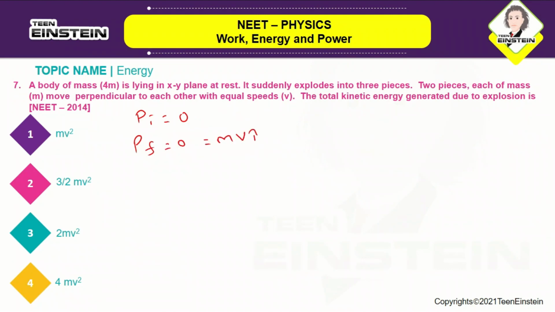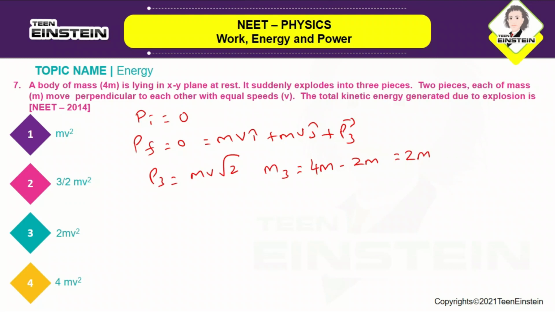So it will become mv i plus mv j plus p3. Here this p3 is given as mv root 2 and m3 is given as 4m minus 2m, so this is 2m. The kinetic energy of the third piece is given by p3 squared by 2 m3, which is p3 the whole square by 2 into 2m.